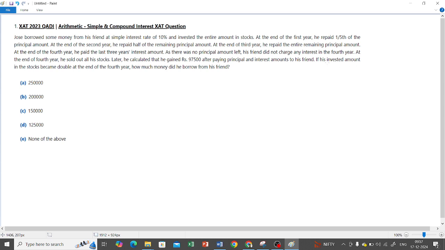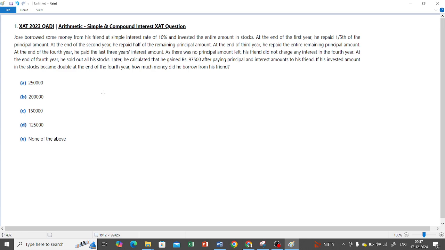If his invested amount in the stocks becomes double at the end of the fourth year, how much money did he borrow? Okay, so we can take that he borrowed X. But if I do that, what will happen? This 1 by 5, this half, then all these things will become fractions.